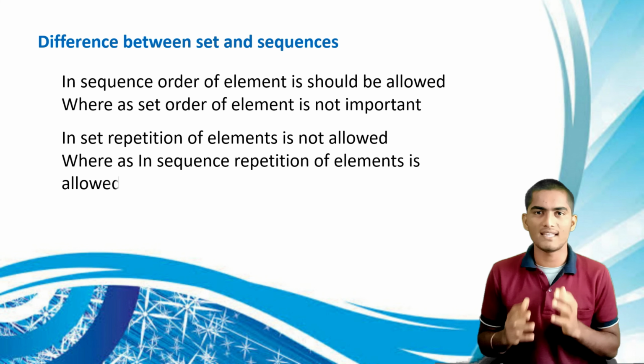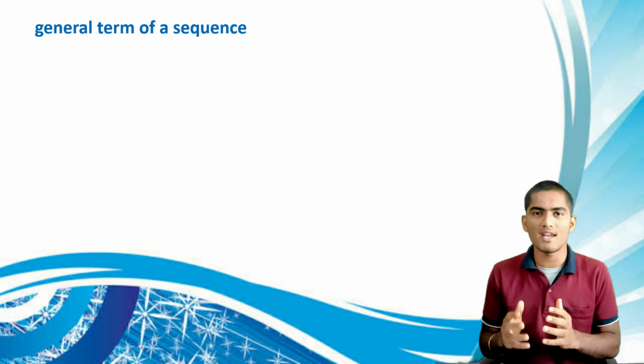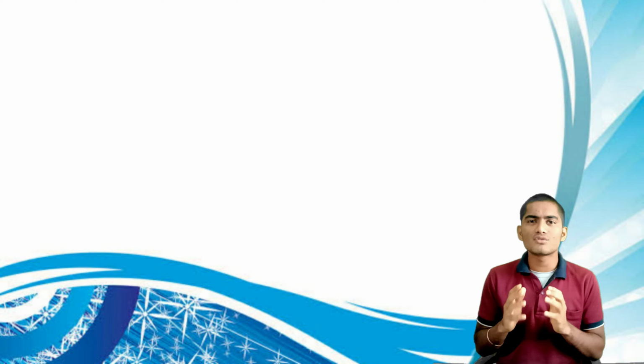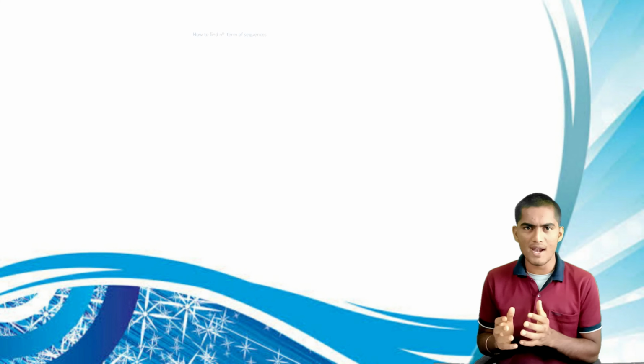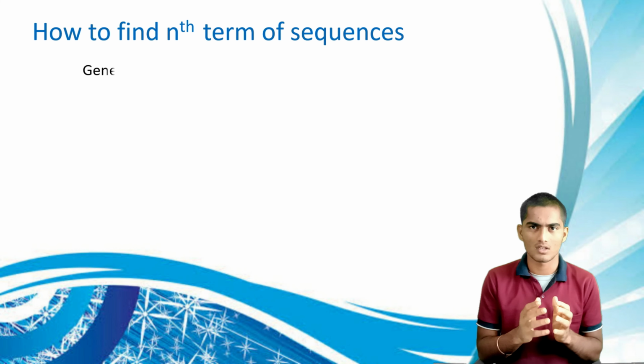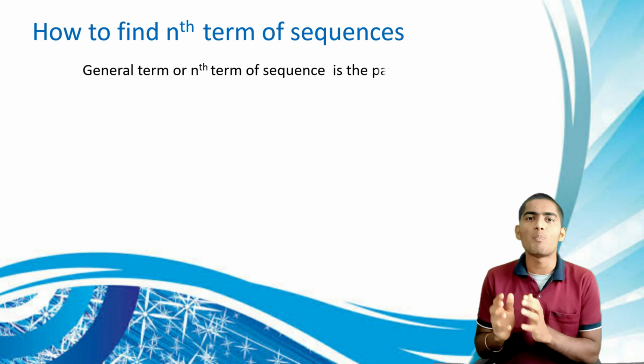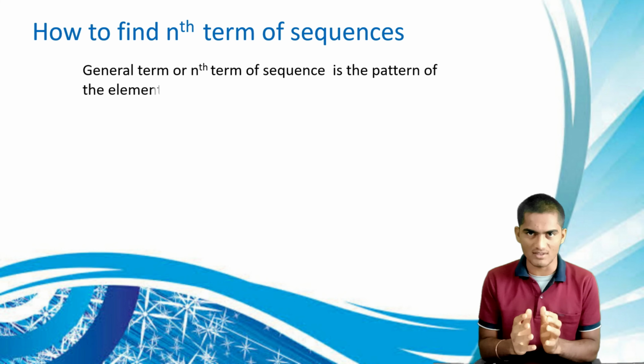General term or nth term of a sequence is denoted by an. N is the subscript. Many students have a doubt how to find nth term of a sequence. The general term or nth term of a sequence is the pattern of the elements in a sequence.